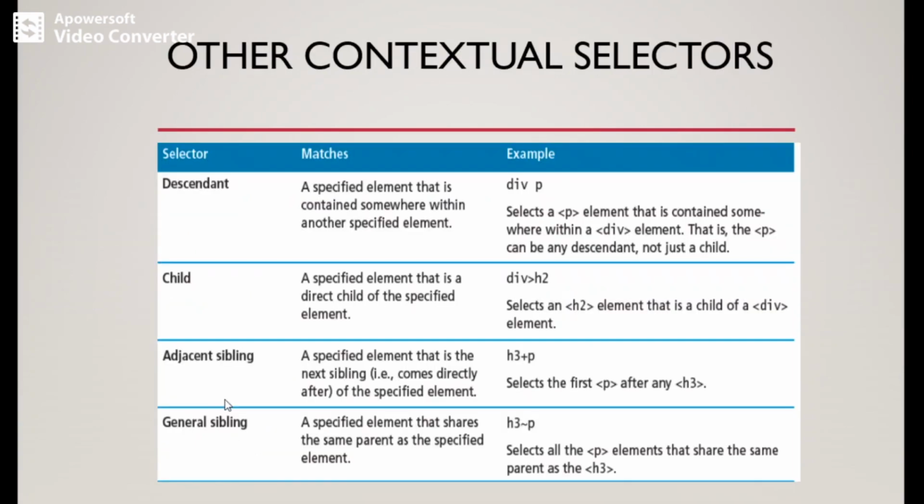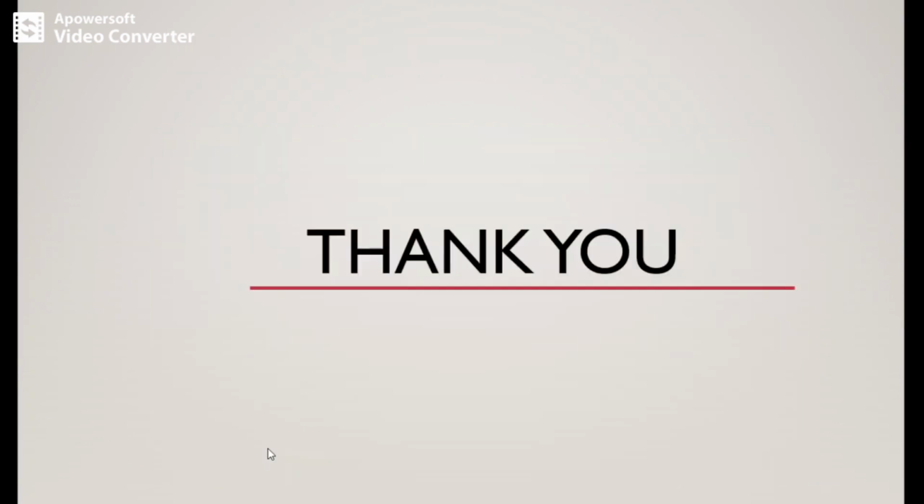Next, there are other contextual selectors like descendant, child, adjacent sibling, general sibling.